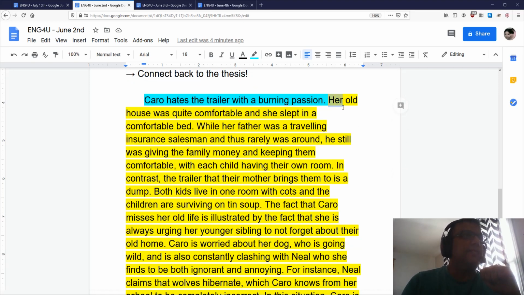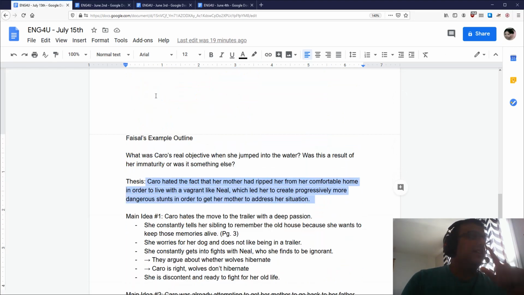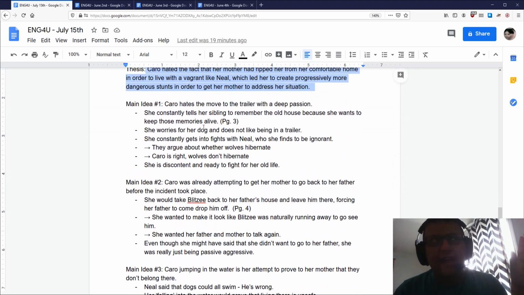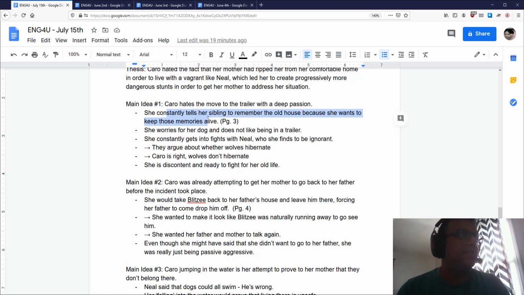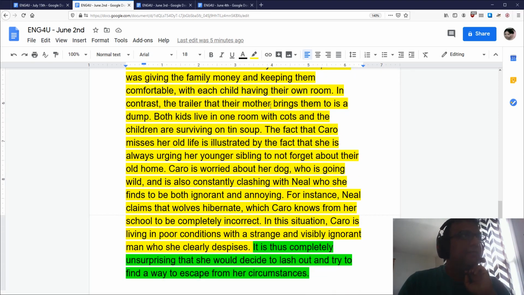And then I just write my essay, and I'm going to use the ideas I already had from my outline. So this is why it's great to write an outline first. She constantly tells her siblings to remember the old house because she wants to keep those memories alive. So when I write the essay, I'm going to put: her old house was quite comfortable, and she slept in a comfortable bed. While her father was a traveling insurance salesman and thus rarely around, he still was giving the family money and keeping them comfortable, with each child having their own room. In contrast, the trailer that their mother brings to them is a dump. Both kids live in one room with cots, and the children are surviving on tin soup.